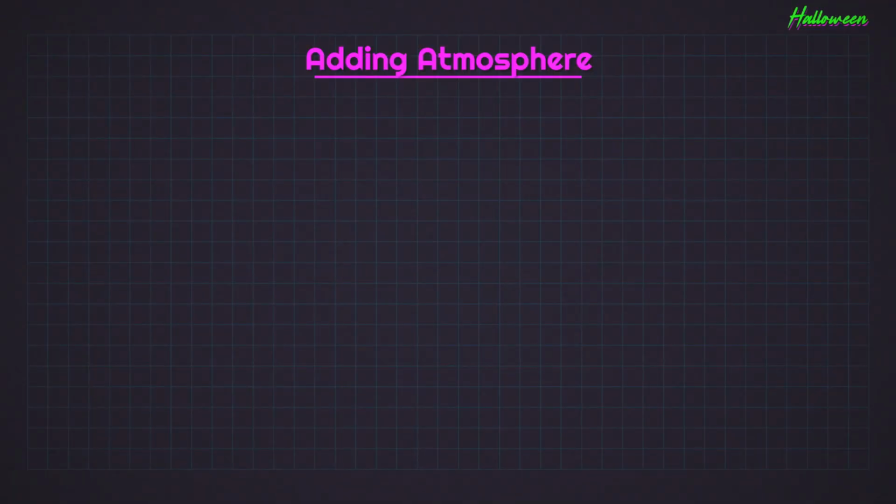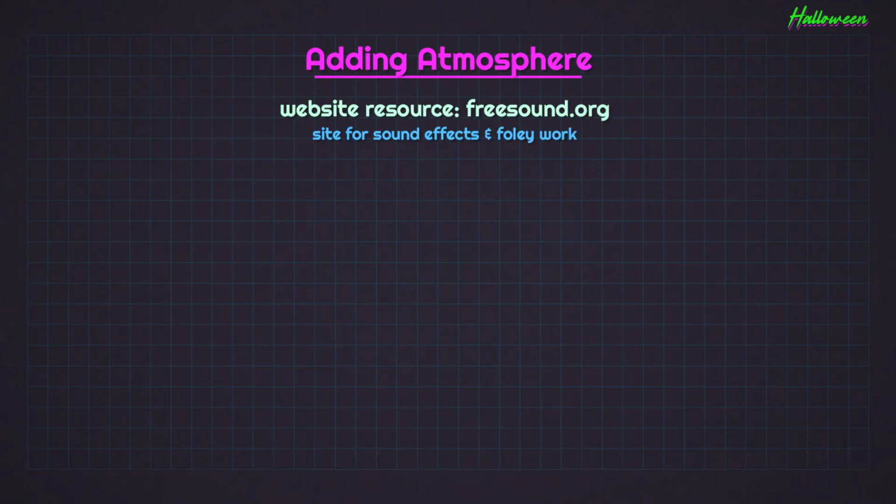Okay, we have our progression and our melody, but we're not done quite yet, because we need to set some atmospheric mood to really invoke that spooky, creepy feel. To add some of this atmosphere, try out the website freesound.org. It's one of my favorite websites to find some really good sound effects or Foley sounds. What I did was search for wind, rain, and wolf howls. I added this underneath our chord progression.